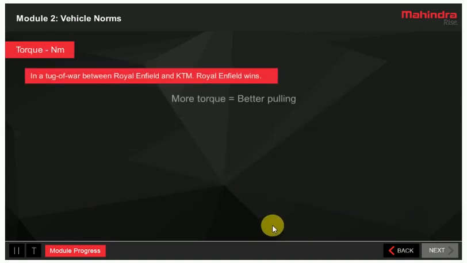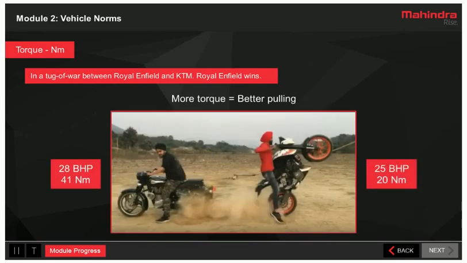In a tug-of-war between Royal Enfield and KTM, Royal Enfield wins because it has double the torque than the KTM Duke. More torque means more pulling power.